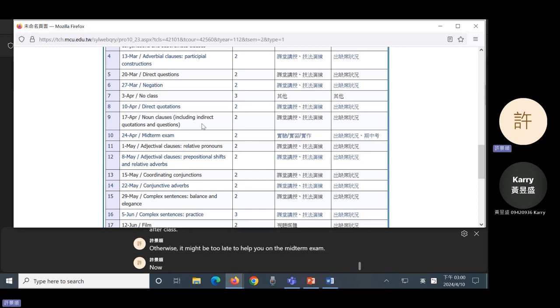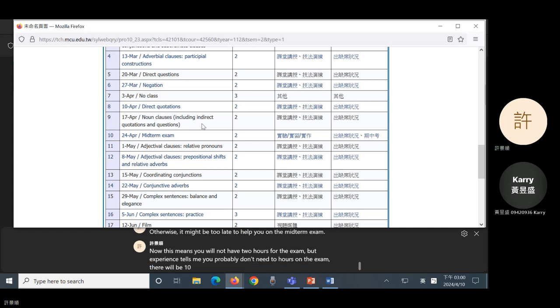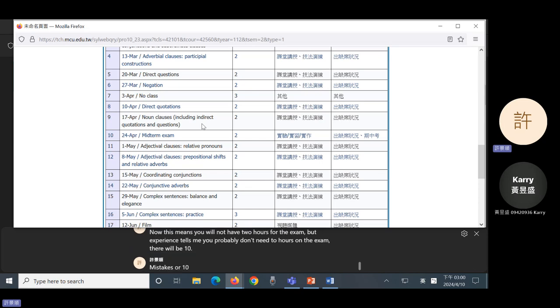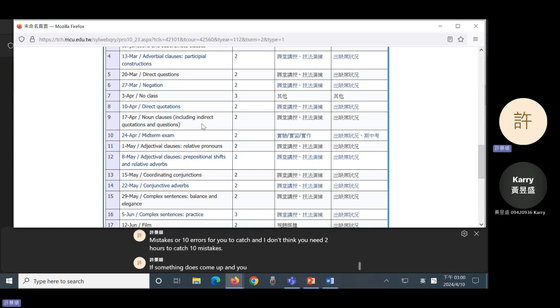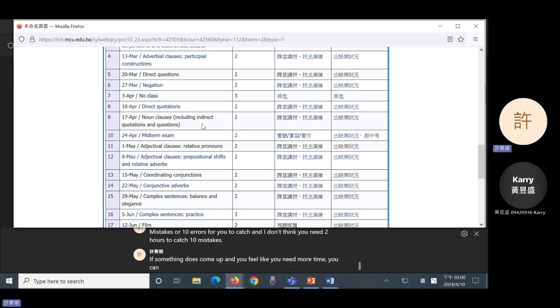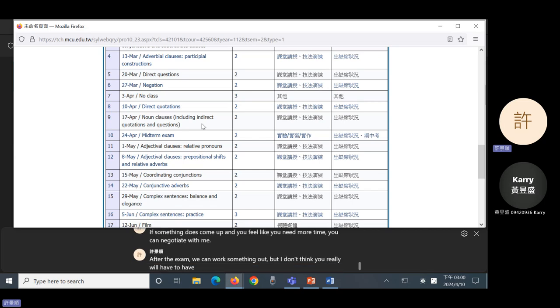Now, this means you will not have 2 hours for the exam, but experience tells me you probably don't need 2 hours on the exam. There will be 10 mistakes or 10 errors for you to catch. And I don't think you need 2 hours to catch 10 mistakes. If something does come up and you feel like you need more time, you can negotiate with me after the exam. We can work something out. But I don't think you really will have to have that much time.